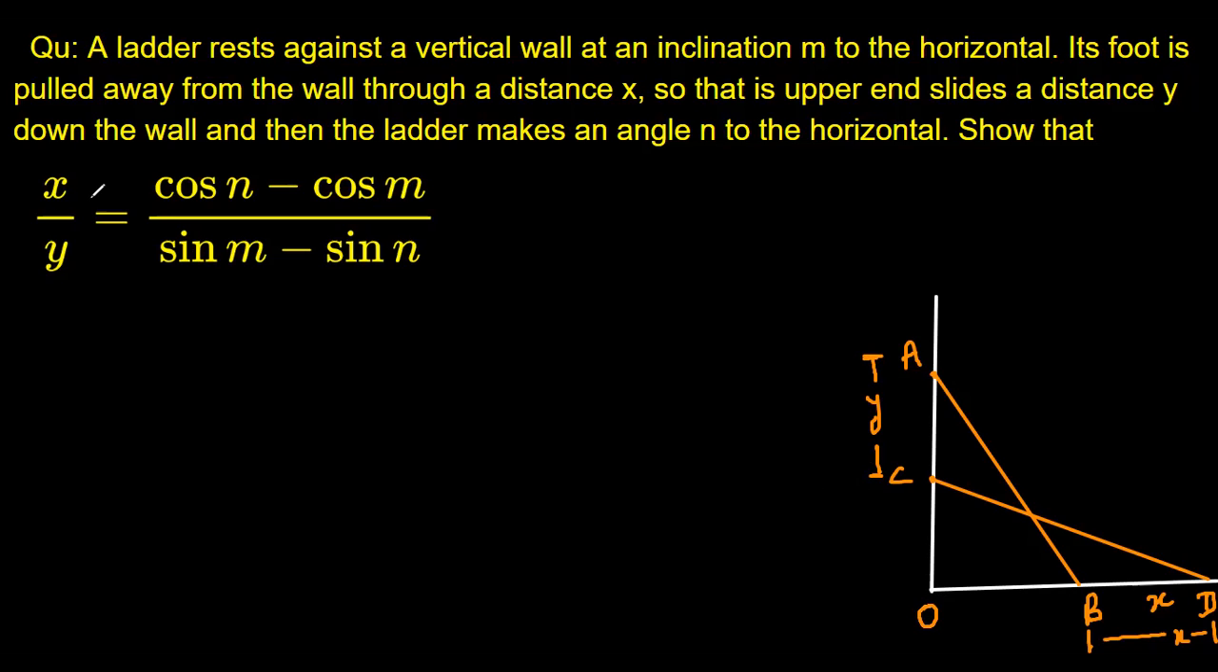Now we are asked to find the ratio of x over y in terms of cos and sine, of course. This angle, the initial angle of inclination is m. So this angle over here is m, and after it slides down or is pulled away, then its angle of inclination becomes n. That's all that is given in the question. All right, so let's start.